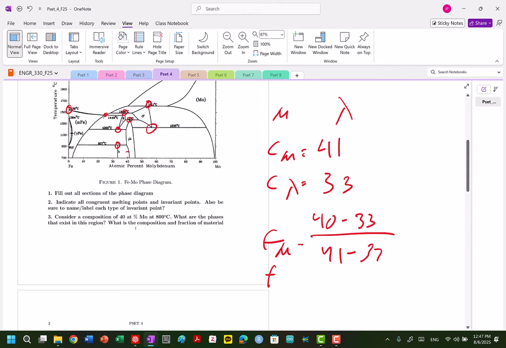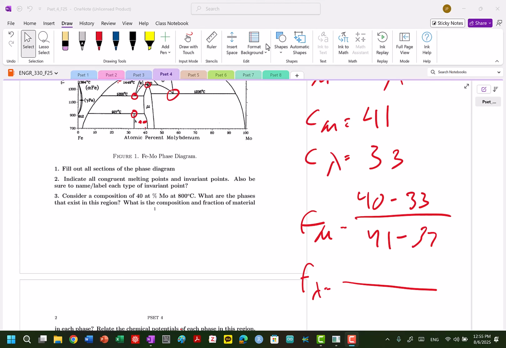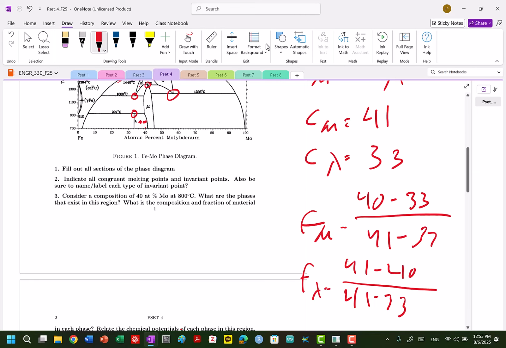The fraction that's in the lambda phase should be the opposite, which is going to be equal to... So for the lambda, we still have our lever, minus 33. But now, again, we run opposite. So it's actually going to be, we're going to run towards the mu. So it's going to be 41 minus 40. Makes sense because we're closer to mu. So we should have that solution. And finally... Okay, composition and fraction is done.